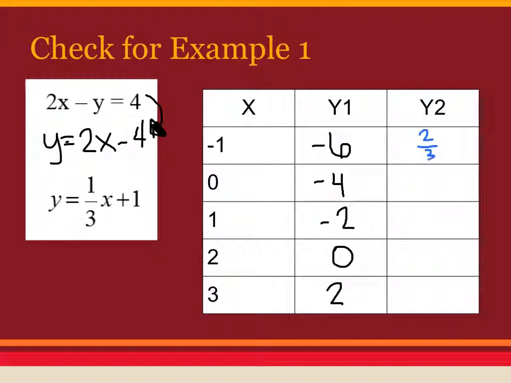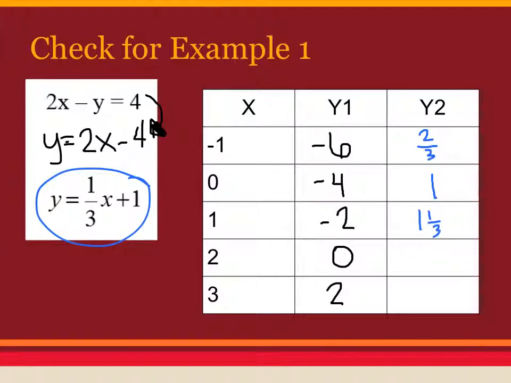So that ordered pair would be at negative 1, 2/3. If we plug in 0, this crosses the y-axis at a positive 1. We're looking at our second equation, y equals 1/3 x plus 1. If we plug in a positive 1, 1/3 x plus 1 is 1 1/3.